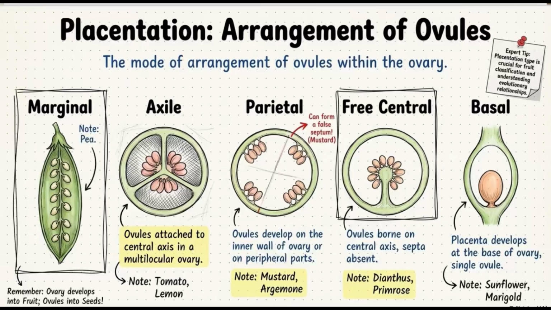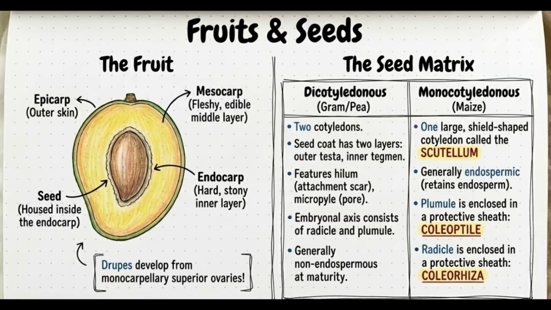Exactly. Then there's parietal, where ovules develop on the inner wall of the ovary, like in mustard. Sometimes it even forms a false septum. A false wall. Yeah. Then free central, where ovules are on a central axis, but with no dividing walls at all, like dianthus. And basal, where a single ovule develops right at the base of the ovary, like in a sunflower or marigold. And here is the massive biological rule that drops in the notes, the big transformation. Once fertilized, the ovary develops into the fruit. And the ovules develop into the seeds.